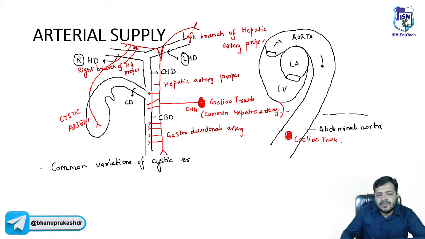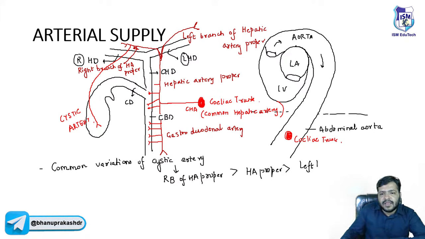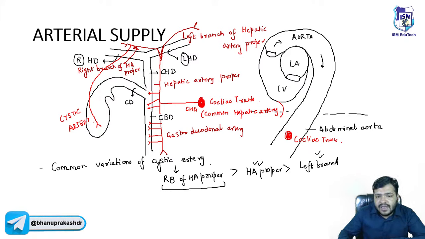We have the common variations of the cystic artery. The cystic artery can originate either from the right branch of the hepatic artery proper, or directly from the hepatic artery proper, or it can also originate from the left branch. In some individuals, you will see the cystic artery originating from the hepatic artery proper. In some people, you will see it originating from the left branch. In the majority of the population, the cystic artery comes from the right branch of the hepatic artery proper.